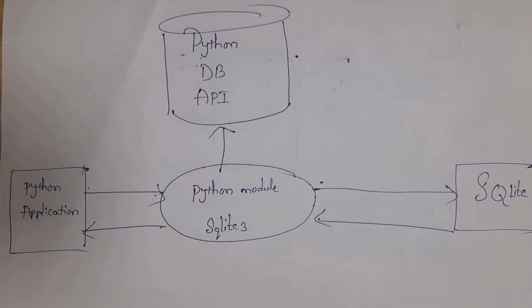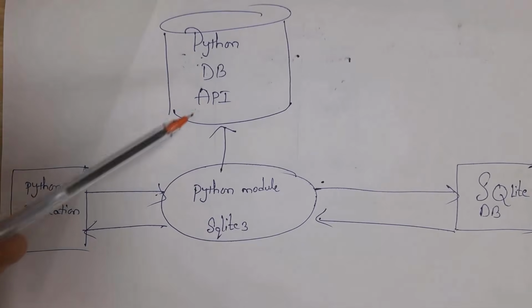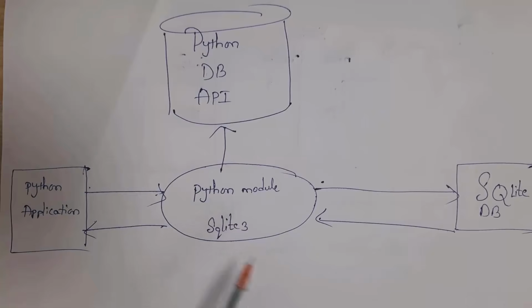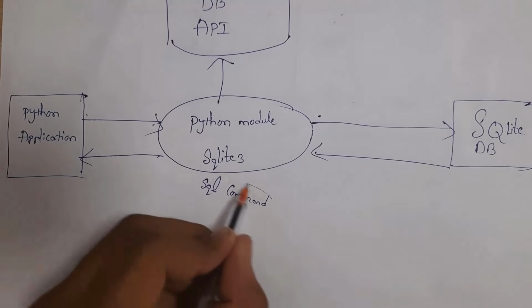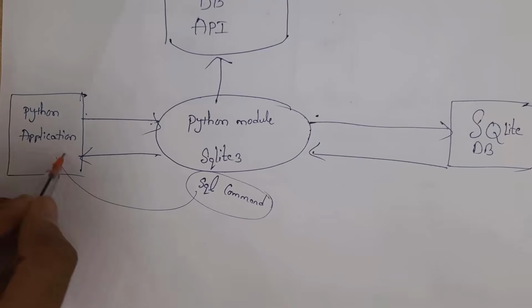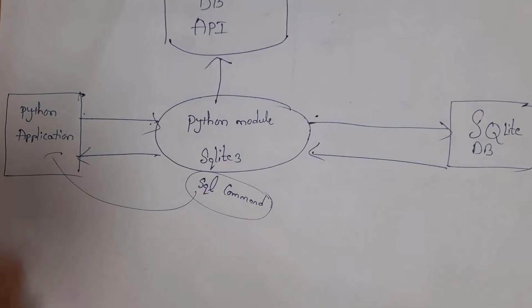This is diagram of database API. In order to establish communication between Python application and database, we need one database API. Database API is nothing but in Python we need to import SQLITE 3 module. This SQLITE 3 module acts as interface between Python and database. Whenever you import SQLITE 3 module, you can write structured query language commands inside Python. That is nothing but we are creating database and we are performing various operations on database in Python program itself.